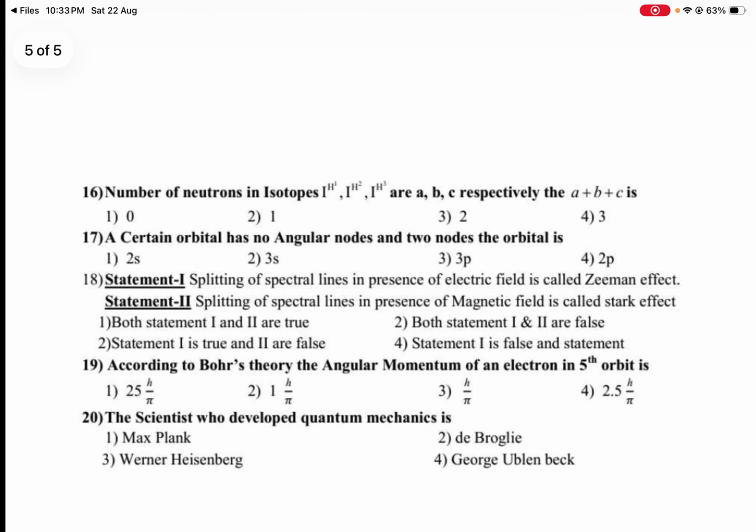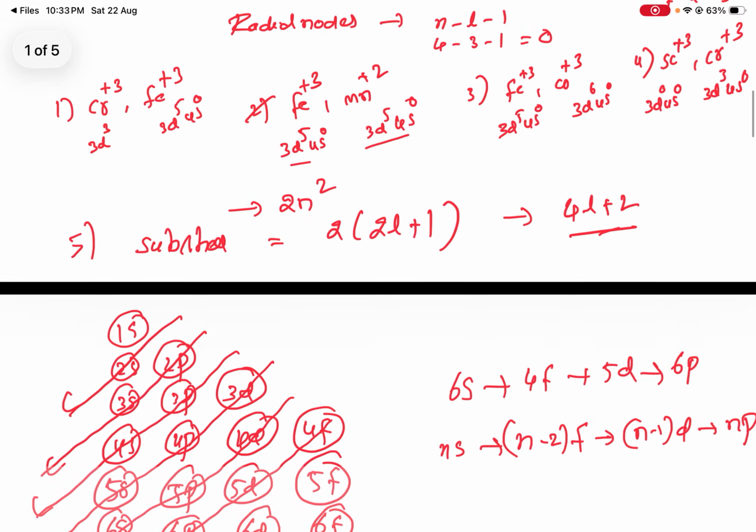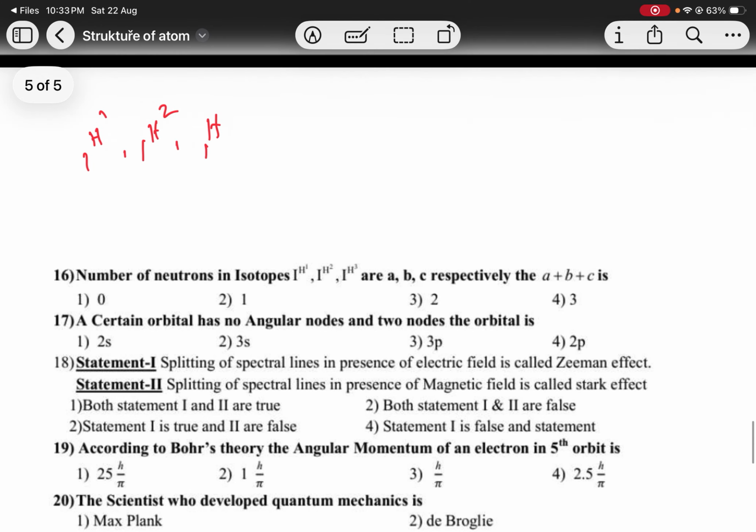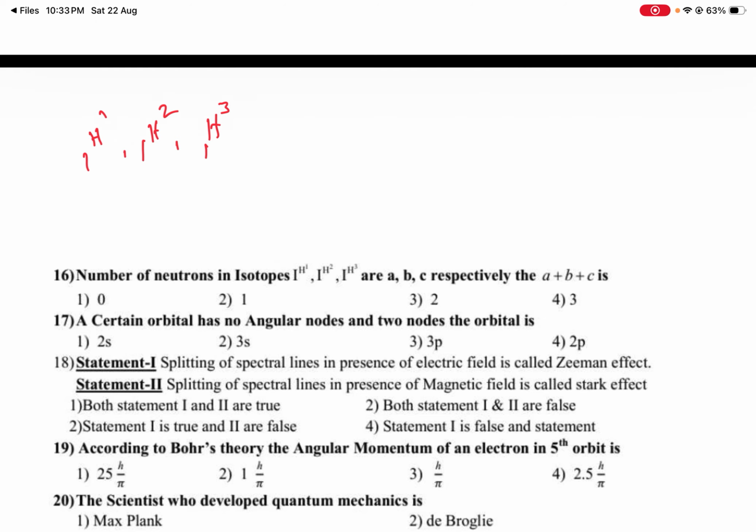Next, the 16th one, the number of neutrons in the isotopes 1H1, 1H2, 1H3. Here this is protium, this is deuterium, this is tritium. This is known as proton, generally H. This is deuterium, that is tritium. Here they are asking the number of neutrons.